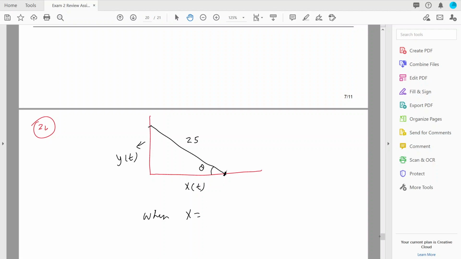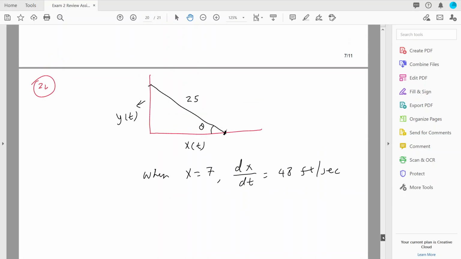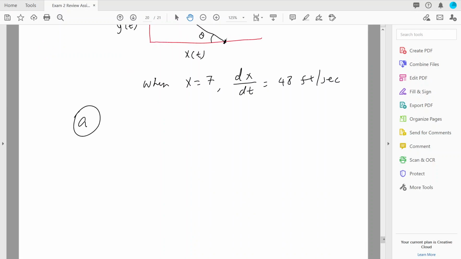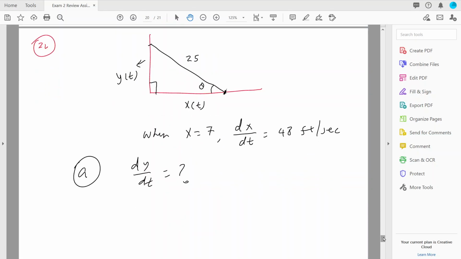When x is 7, the derivative of x with respect to time is 48 feet per second. When this happens, we need to find the rate of change of y. That's the first question: what is the rate of change of the height of the top of the ladder? So this is y, and we need to find the rate of change of y. For finding this, we need to use the geometry here, to find the relation between x, y, and this 25, if there is any relation. By looking at this picture, you can see that this is a right angle triangle, so we can use the Pythagorean theorem here. According to the Pythagorean theorem, x squared plus y squared would be 25 squared.